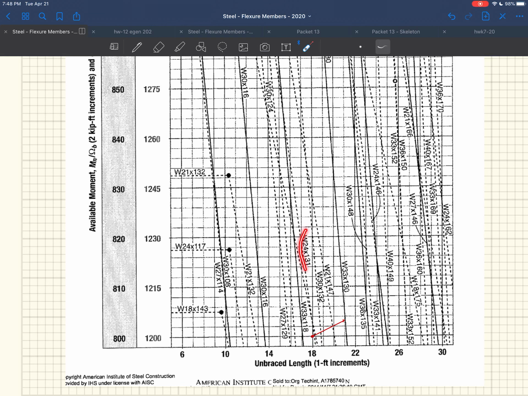So technically, a W24x131 will work. A W33x118 would work. A W30x132 works. A W21x147 works. And a W33x130 is the first solid line we come to, and you can see that is the lightest weight beam that would work. So 130 versus 147 versus 132 versus 131. If you were aiming for the lightest weight section, a W33x130 is the one that you would use for the design there.